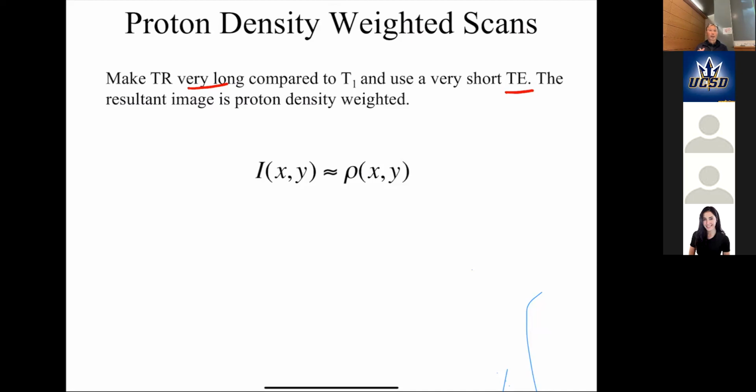And then the shortest TE is also determined by your system. And so typically you'll be told the minimum TE you can do is like 5 milliseconds. So you just go to the limits, if you can. And if you do that, the result is proton density weighted.